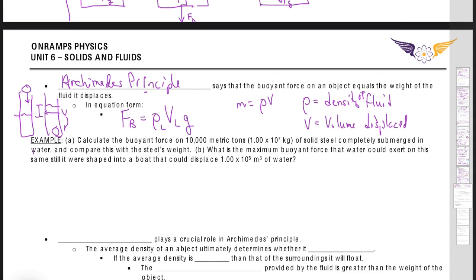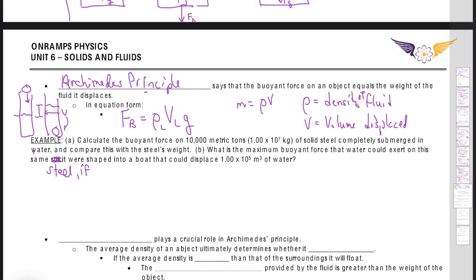Now, this says calculate the buoyant force on 10,000 metric tons, 1.00 times 10 to the 7th kilograms, of solid steel completely submerged in water, and compare this with the steel's weight. What is the maximum buoyant force that water could exert on this same steel if it were shaped into a boat that could displace 1.0 times 10 to the 5th cubic meters of water?